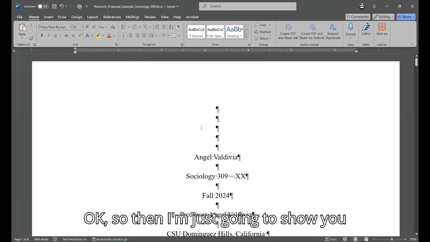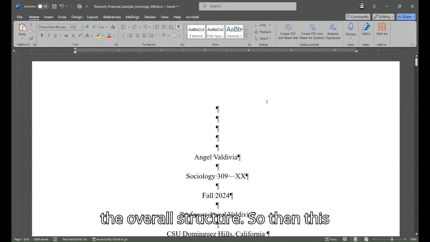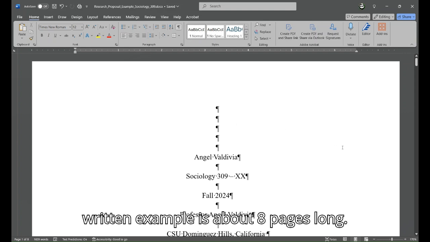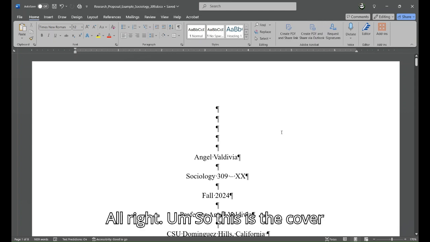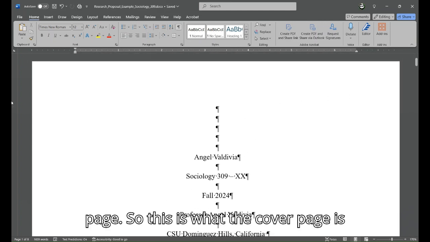Okay, so then I'm just gonna show you the overall structure. This written example is about 8 pages long. All right, so this is the cover page. This is what the cover page is going to look like.